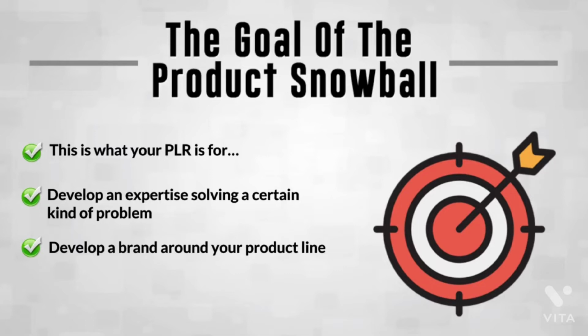And so when you start, that's why the product snowball is so important, because you're going to launch some stuff and it's going to bomb. Not going to get any sales at all. You're going to launch some and it's going to do better than you thought it was. And what's going to happen is a pattern will emerge, right? A pattern will emerge, and you will start to see, well, this is what people like from me. And you will then begin to develop other stuff that's going to be like it, right? So develop a brand around your product line.